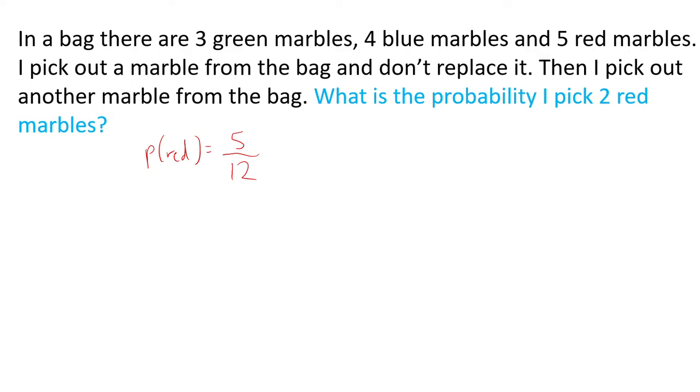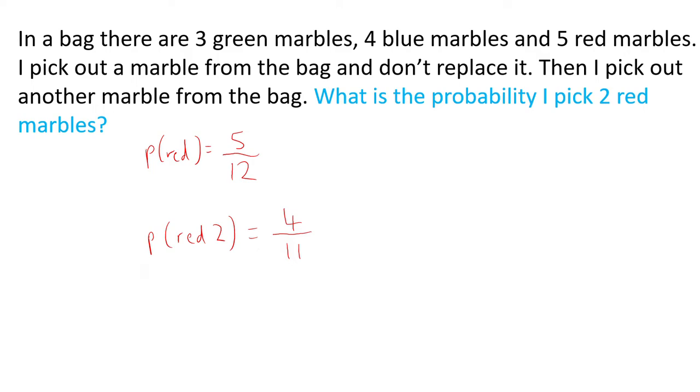Okay, so imagine you picked out a red marble on the first go. The probability of picking out a red on the second go, so probability of red, we call it red 2, red on the second go. Well, if you picked out a red marble on the first go, there won't be 5 anymore, there'll now be 4 red marbles, so the probability will be 4. And if we look at the total number of marbles, it won't be 12 anymore, it'll be 1 less than that, so it'll be 11. So probability will be 4 out of 11.